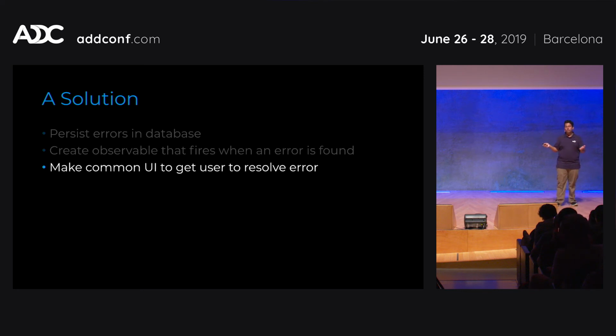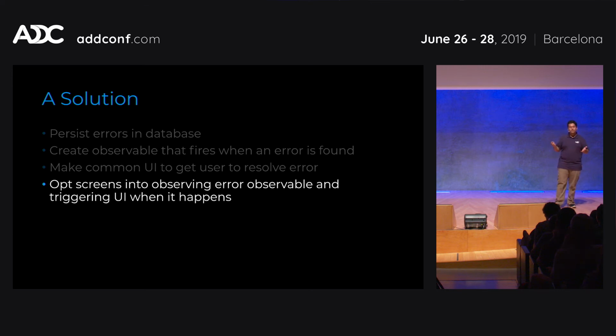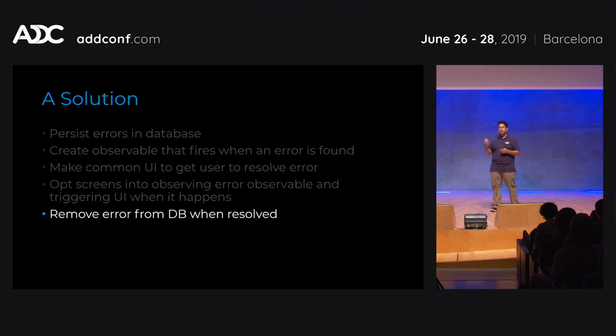And then you make common UI for each type of error to get the user to resolve it if they need to, or if you can resolve it automatically, you do that instead. And of course, you would have to be intelligent about how you opt users into resolving those errors, because not every screen in your app is probably going to want to have that capability, right? So if I'm, for example, in my settings screen, I probably don't want to be interrupted with, hey, please resolve conflict, right? Or if you're about to, say, make a payment for a subscription, that's not the time when you want to interrupt a user. And of course, don't forget to remove the error from the database, because otherwise it's going to keep coming back up.